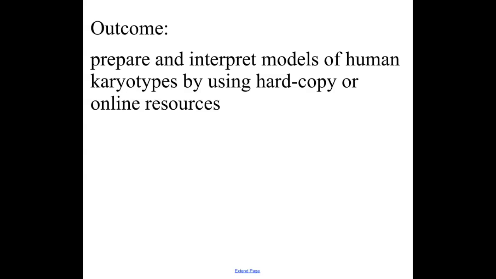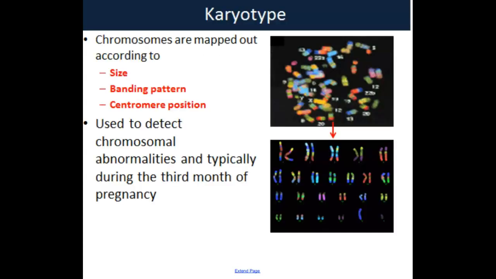So in this video, I'm going to quickly teach you guys about what a karyotype is, and I will show you how a karyotype is made. To start off, a karyotype is basically a picture of all of your homologous chromosomes paired up.